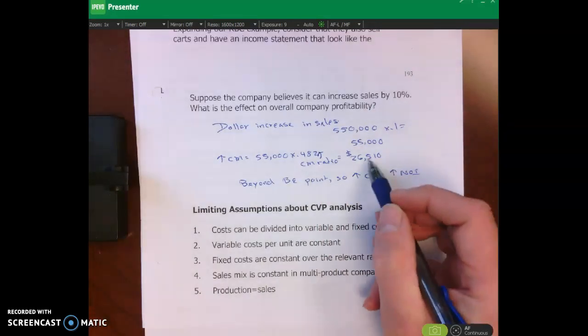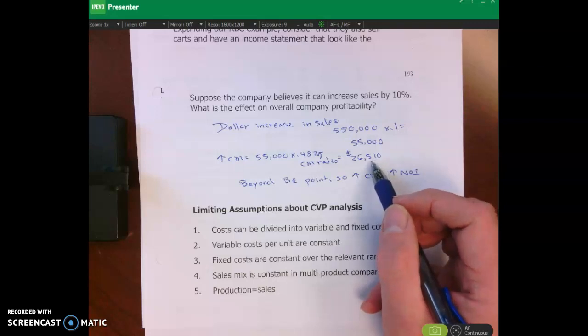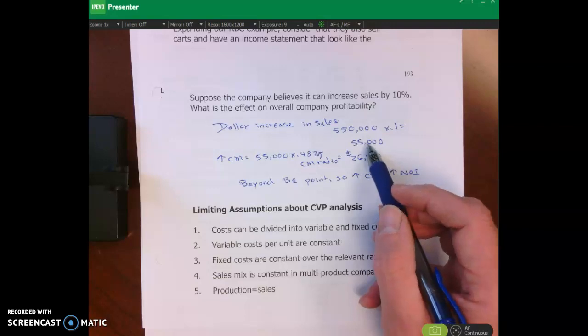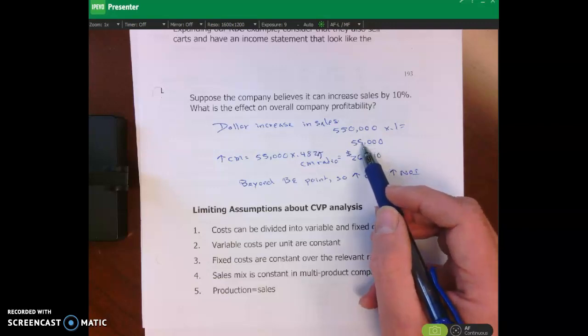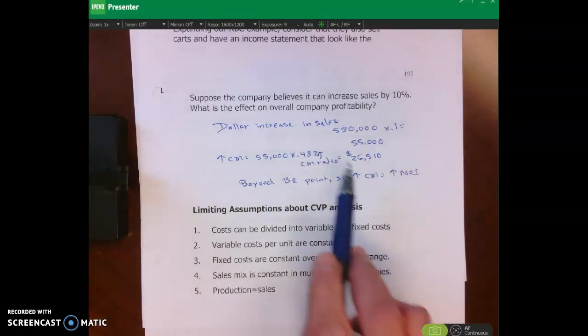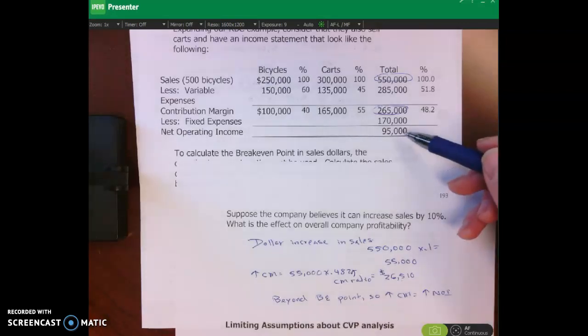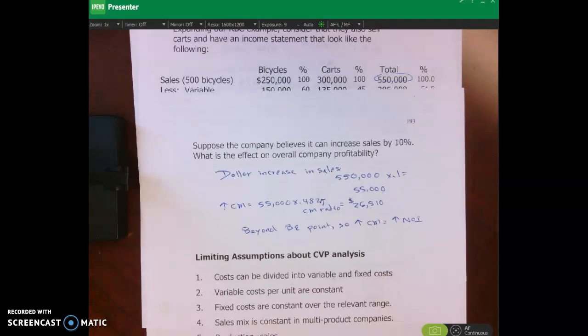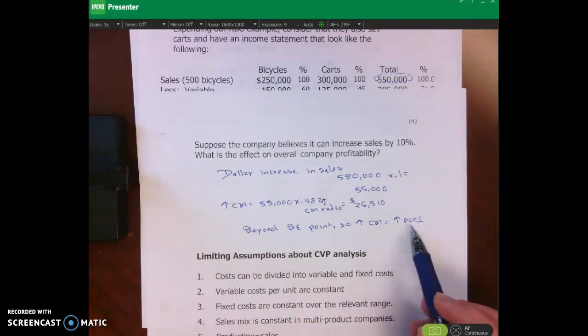So my increase in CM is equal to $26,510. That's the additional contribution margin I get from additional sales dollars of $55,000. Now, what's the impact on profit? Well, I'm beyond the break even here because this is greater than zero. So I know that any contribution margin beyond the break even is also equal to my increase in net operating income.